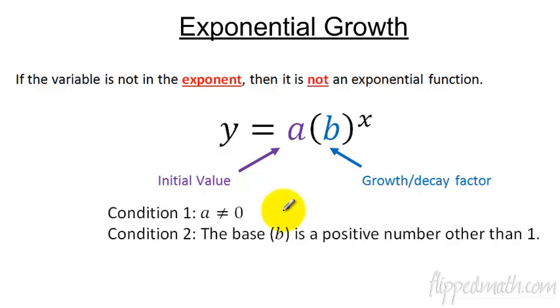A couple conditions with this is that a cannot be 0. If this was a 0, then the whole thing would become 0, and you would just get y equals 0. Okay, that would be kind of dumb, so we're not doing that. A cannot be a 0, the initial value. Also, condition 2 is the base must be positive, and it cannot be 1. So it's got to be some positive number, and we can't be the number 1. If it was the number 1, then 1 to the x would just equal 1, and it would just be a times 1 all over the place. And so those are the two conditions for exponential functions.